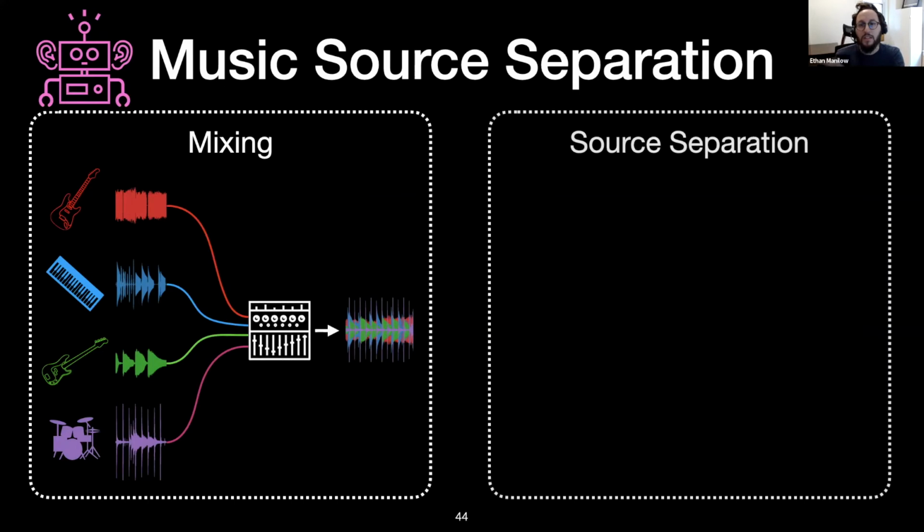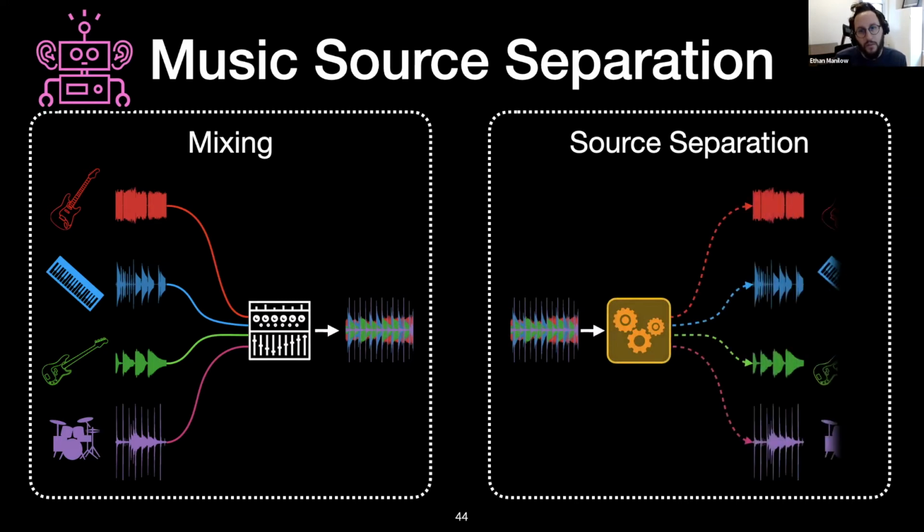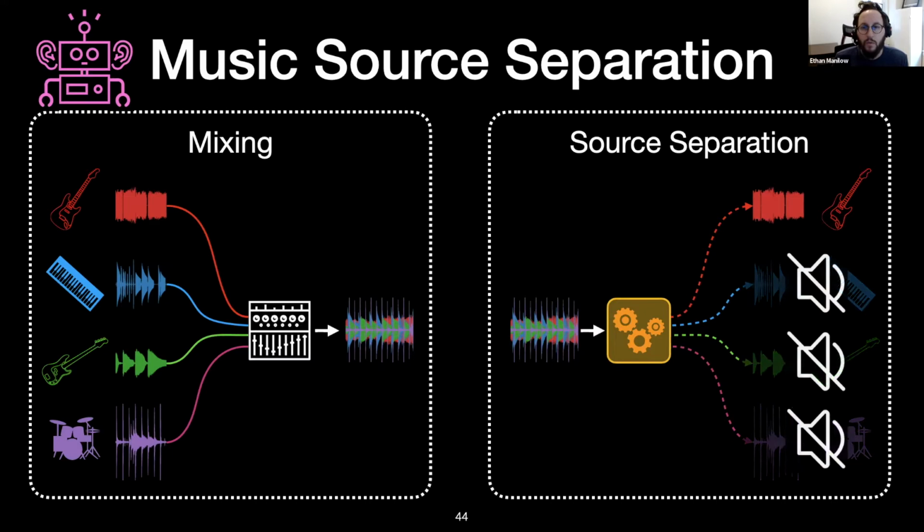Source separation is the opposite of this. We're going to start with the song we hear on the radio, and then we want to do some kind of magic to get these original isolated instrument tracks back. So if we just look at the guitar, what we really want to do is effectively mute all the sounds that are not guitar sounds.